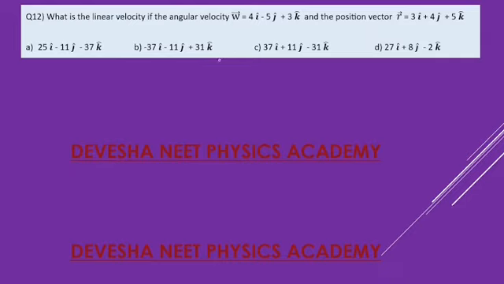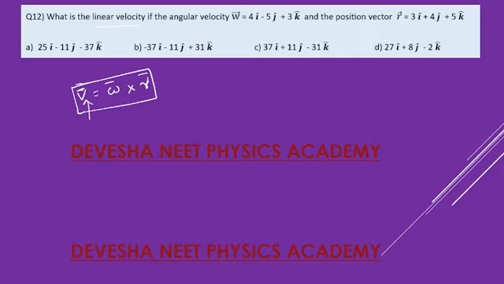What is the linear velocity if the angular velocity is given to be this? In the concepts, if you remember, there is a formula which we had written: V equal to omega cross R. We wrote this formula in the concept. If you go and look at the concept, you should be able to find this formula. We need to find the linear velocity here, which is V. What is given to us is omega and the position vector R.